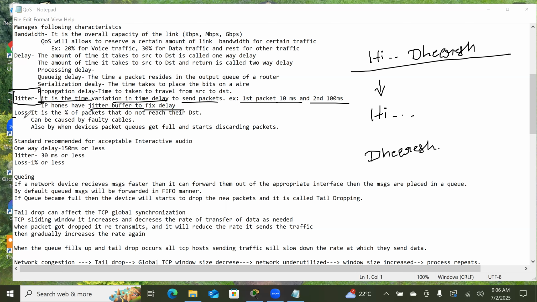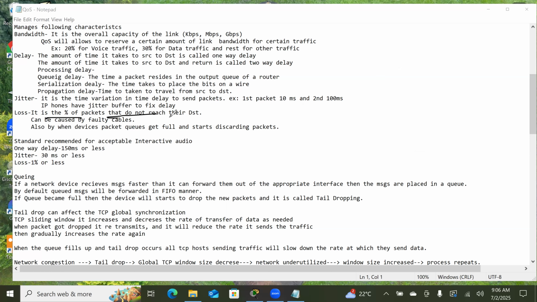And then we have loss. What do you mean by loss? It is the percent of packets that do not reach their destination. It may be because of what? You are sending 100%, and because of some reason like faulty cables or any kind of device or hardware failure, it will reach only up to 60%. Then what is the use? It can also happen when the device's packet queues get full and start discarding the packets. So we have to maintain all these things: bandwidth first, then the delay, then the jitter, and then the loss.